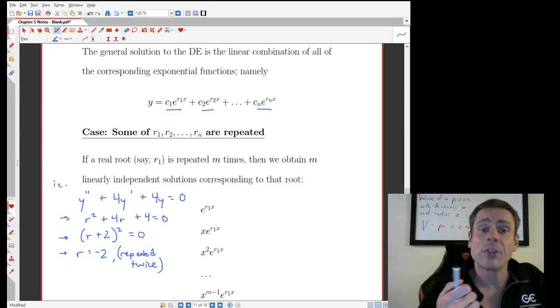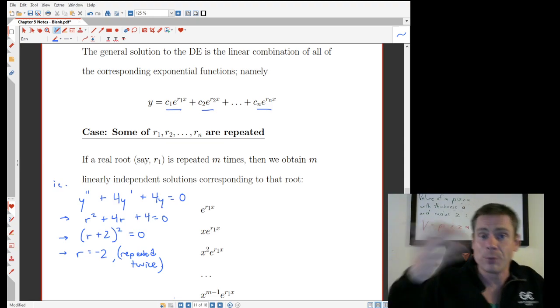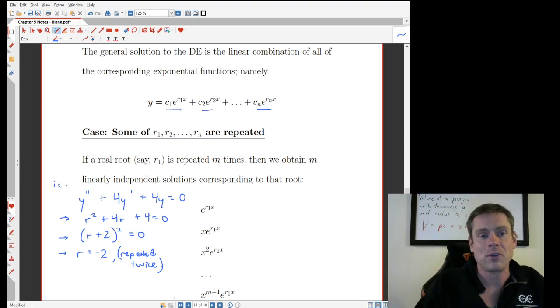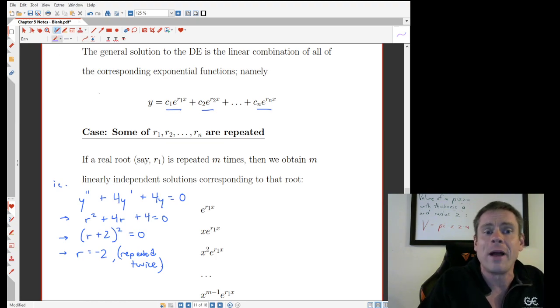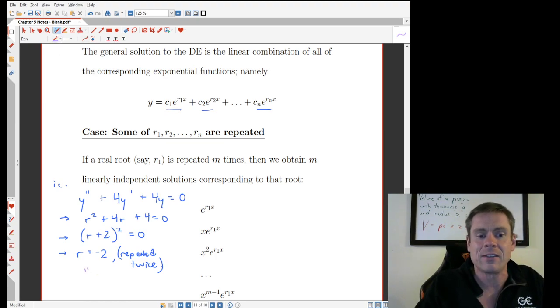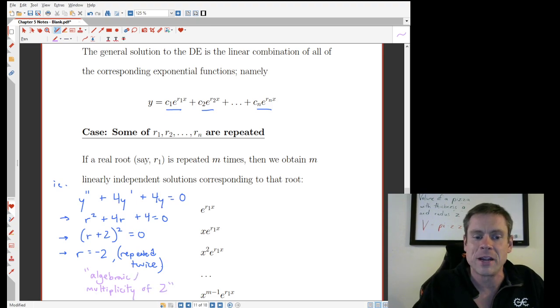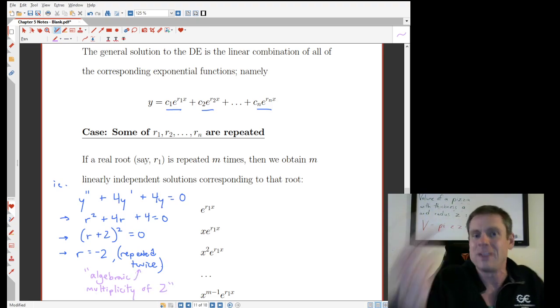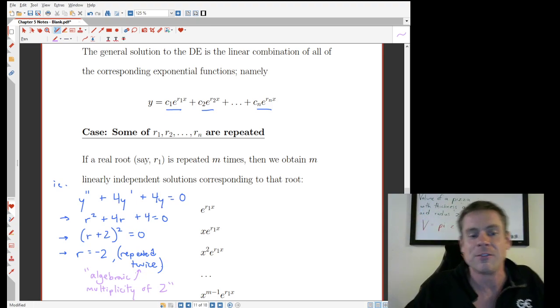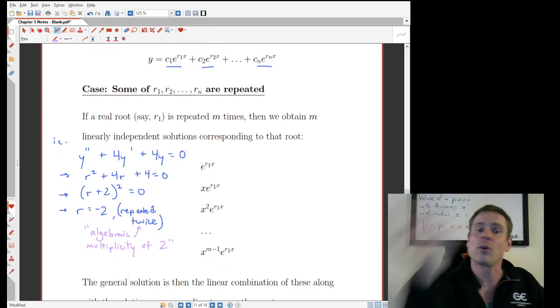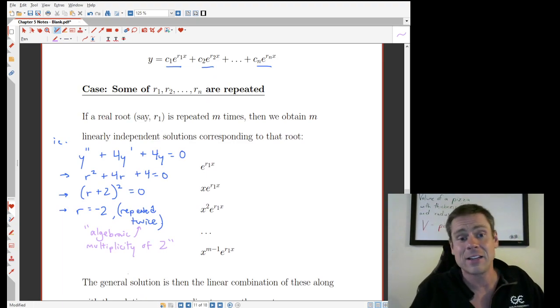Okay, in general though, you could get that a root is repeated 3 or more times. No matter what, a repeated root, you could say that we have algebraic multiplicity. Big words, but multiplicity just means repetition of 2, and algebraic means that it satisfies that equation. It's a root. We have algebraic multiplicity of 2. And it's this case that corresponds to the second case from that last lecture.